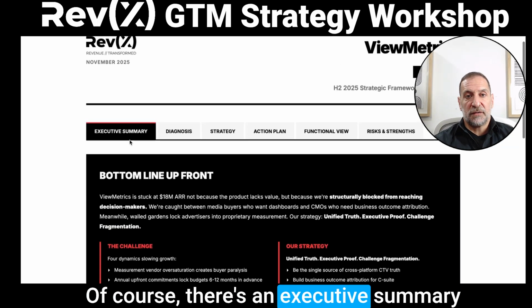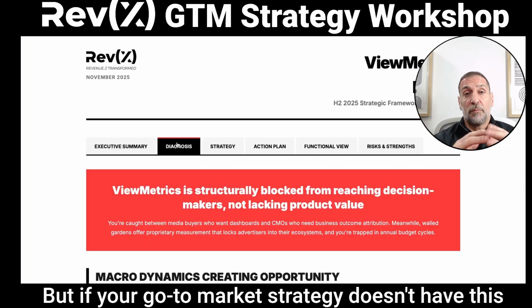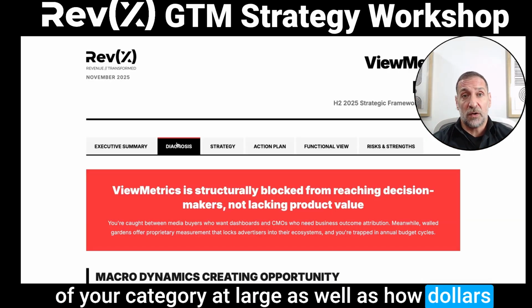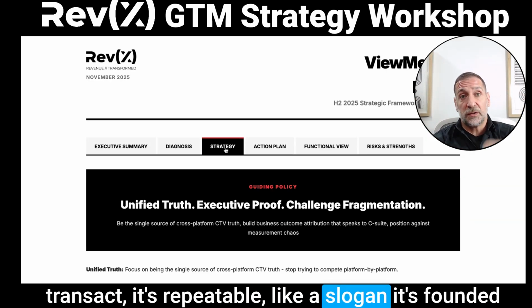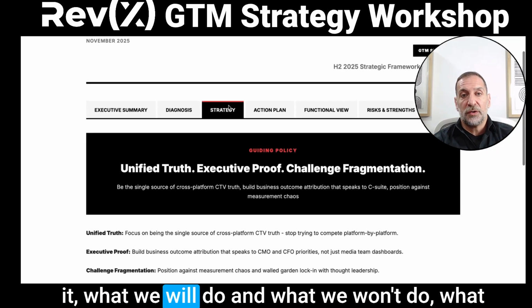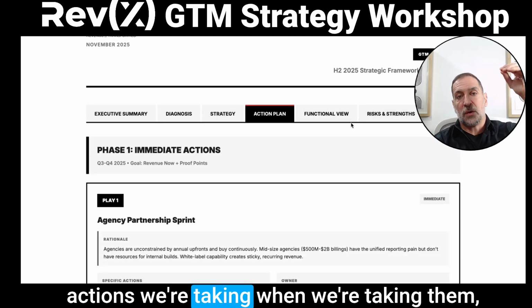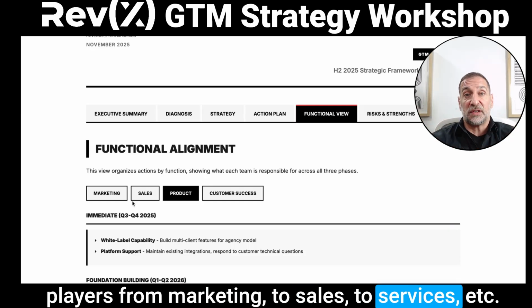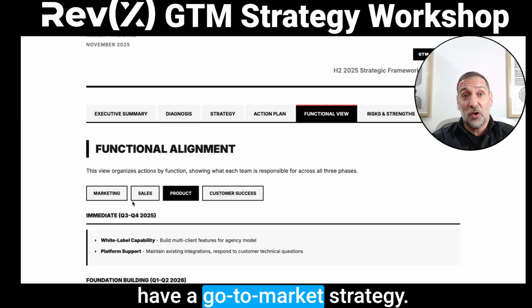Of course, there's an executive summary that you can give to your board or your CEO. But if your go-to-market strategy doesn't have this kind of specificity, it's grounded in a diagnosis of your category at large, as well as how dollars transact. It's repeatable like a slogan. It's founded in logic and clarity on what could derail it, what we will do and what we won't do, what actions we're taking, when we're taking them, and what that means across all the different players from marketing to sales to services, etc. If you don't have this, you don't have a go-to-market strategy.